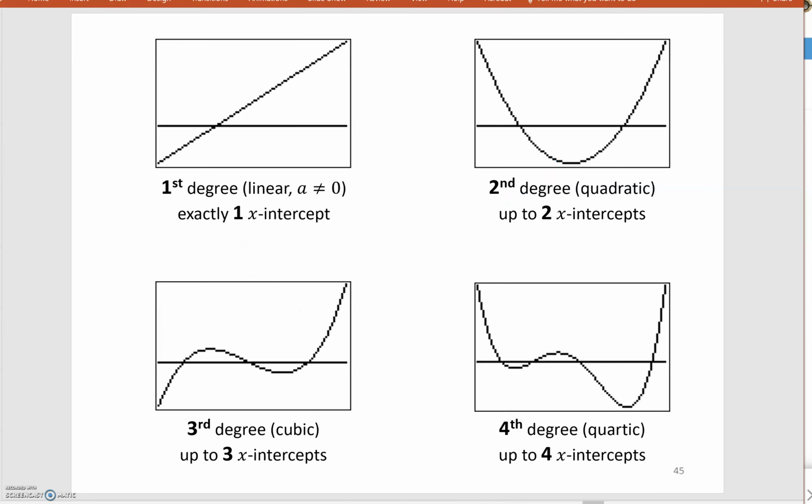All right, so let's talk about the general shape of polynomials. And on this slide here, you see the first four degrees: first, second, third, fourth degree polynomial. And what we're focusing on here is the number of intercepts. So the number of intercepts is at most equal to the degree.